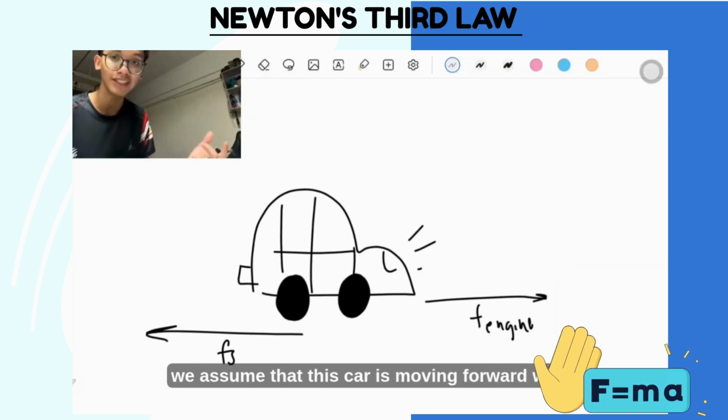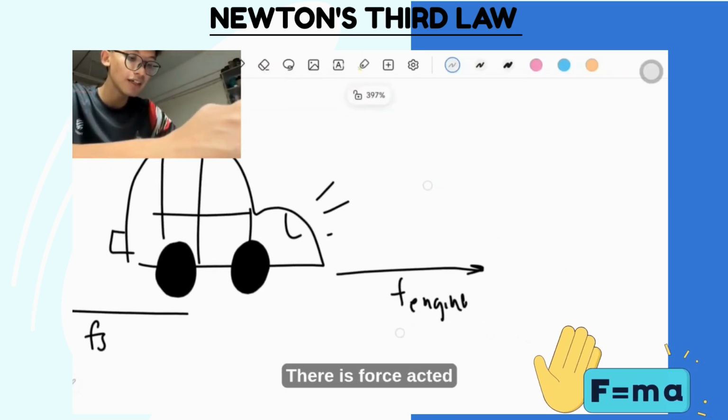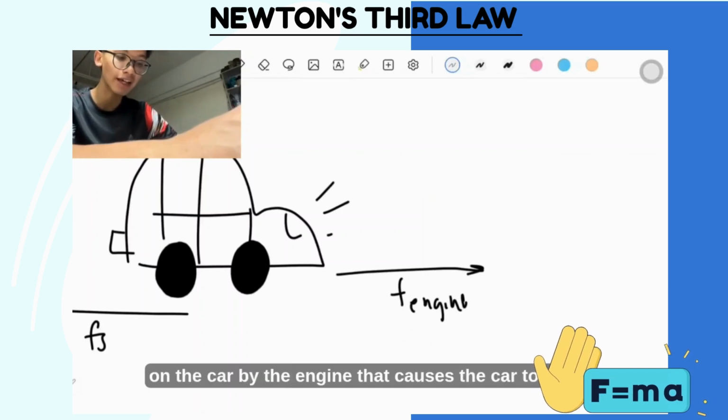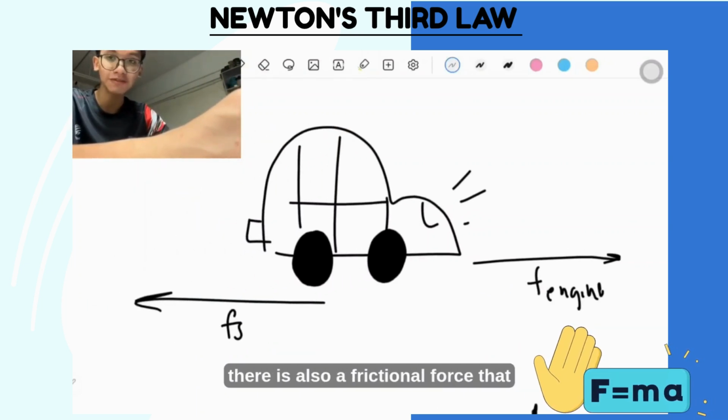So we assume that this car is moving forward with zero acceleration. There is a force acting on the car by the engine that causes the car to move forward, and since the net force is equal to zero, there is also a frictional force acting in the opposite direction.